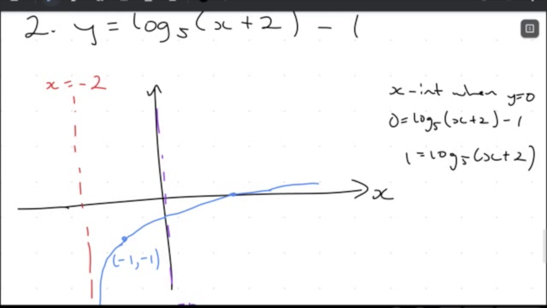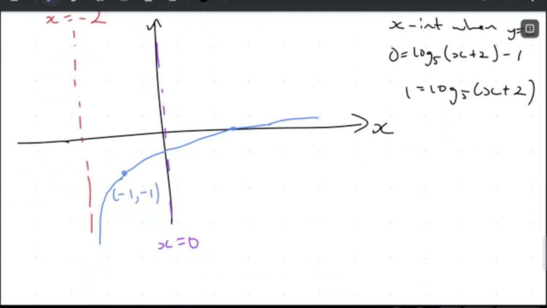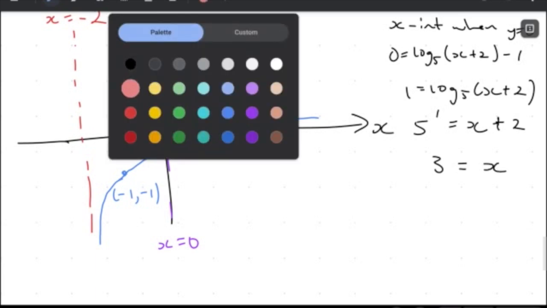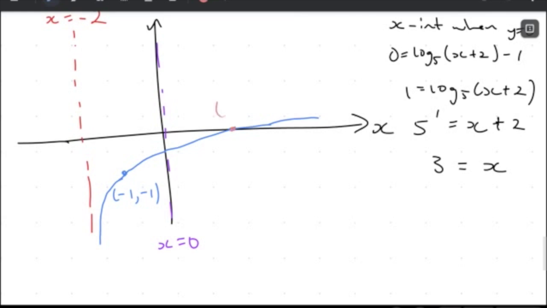And now finally, to solve this, again, I'm going to want to put this in exponential form. So I have my base of 5, my power of 1. So I have 5 to the power of 1 equals x plus 2. 5 to the power of 1 is just going to be 5. So moving the 2 over, I get that x equals 3. Okay, so my x-intercept is going to be (3, 0).